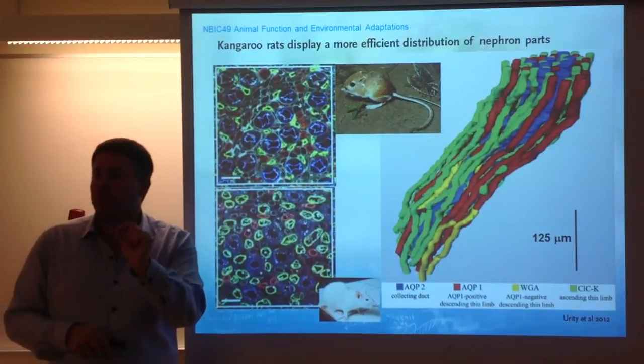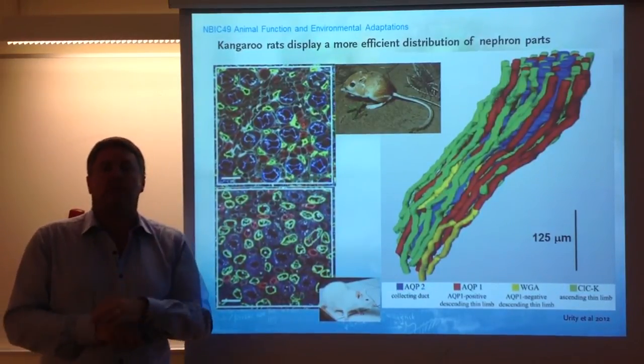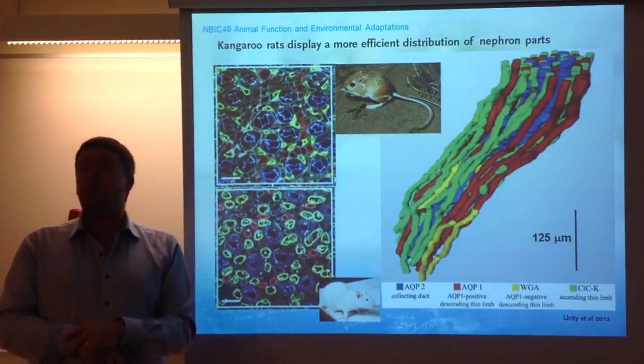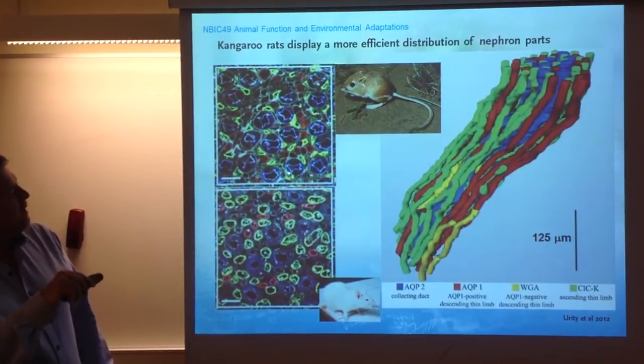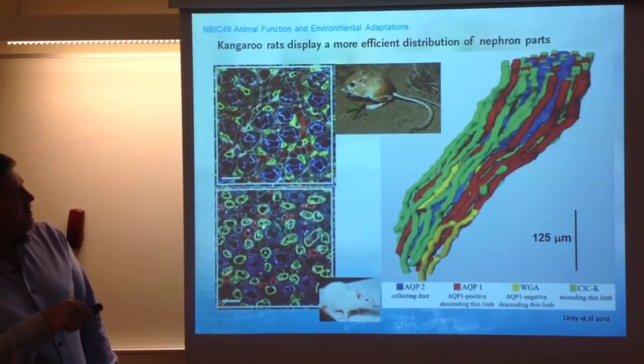Aquaporin 2 is the actual molecule that allows the increased permeation of water. Aquaporin 2 is stimulated by vasopressin. Notice basically the collecting tubules here, highly stained with aquaporin 2. That means that there is a high concentration of aquaporin 2 in the kangaroo rat, much less in the laboratory rat.